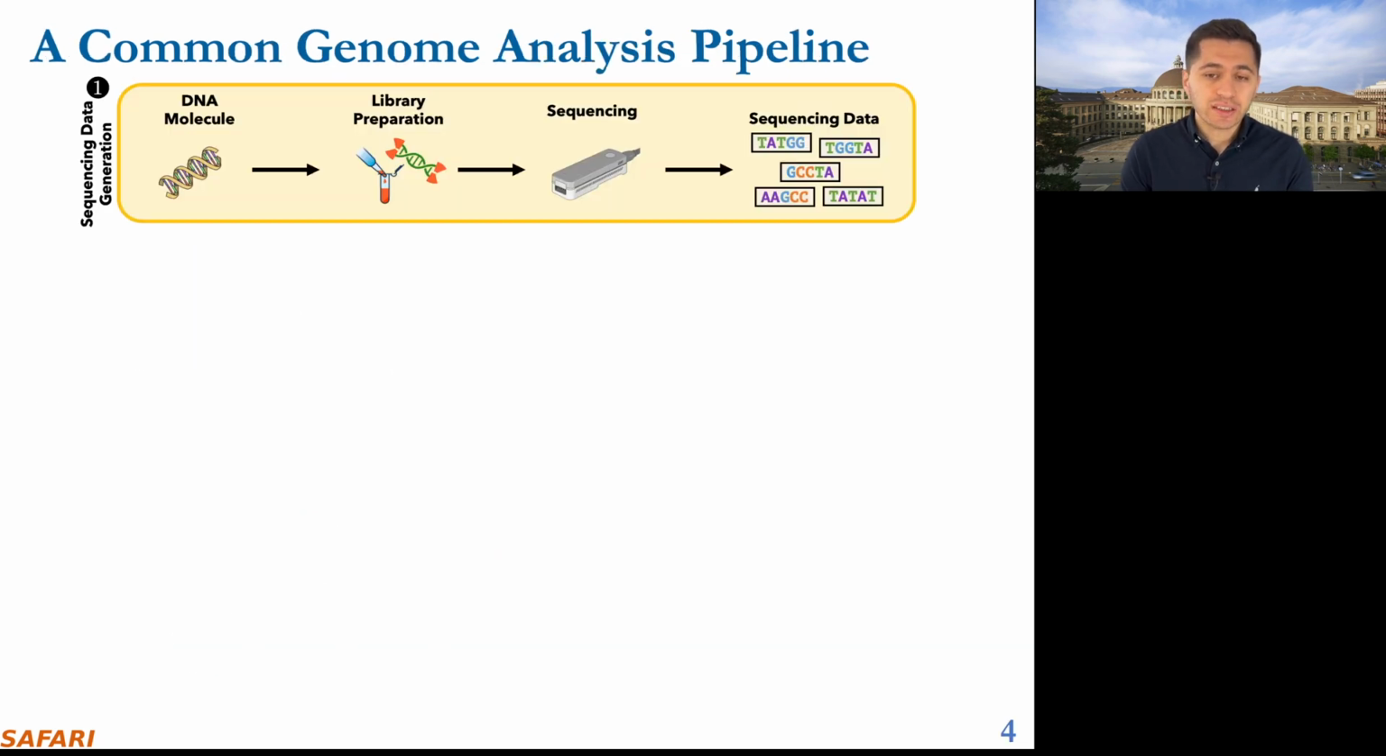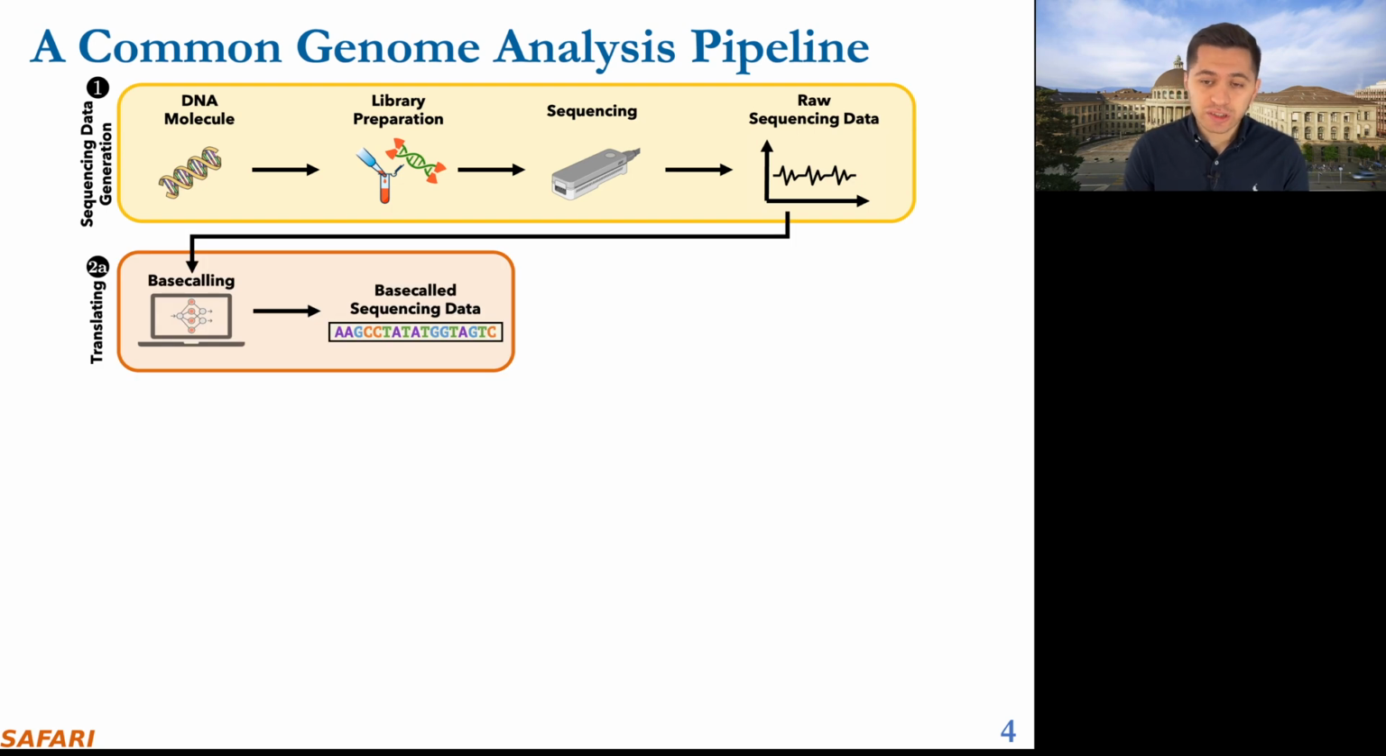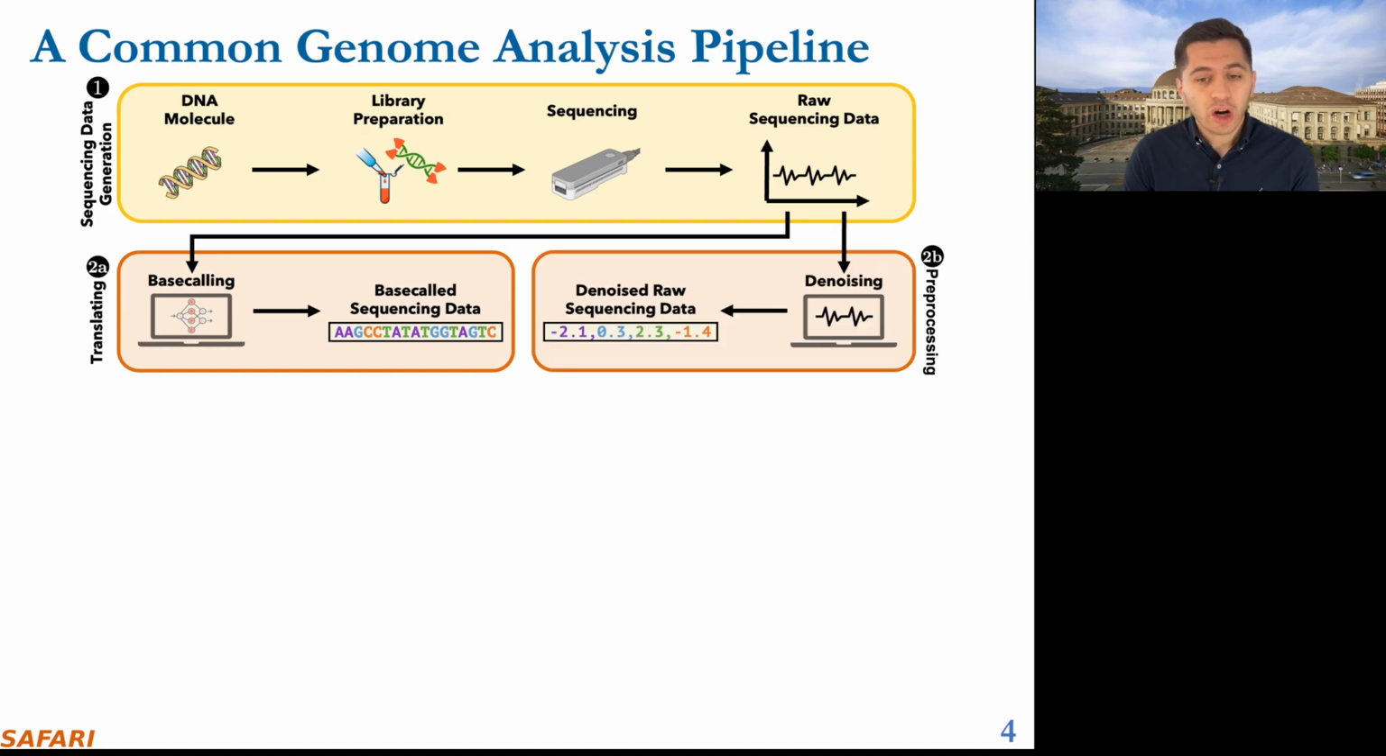Generating the genomic data is usually the first step in a common genome analysis pipeline. Initially, these sequencing devices produce raw sequencing data, which either needs to be translated into nucleotide sequences with a process called base calling, or pre-processed to reduce the inherent noise in raw sequencing data before further analysis.